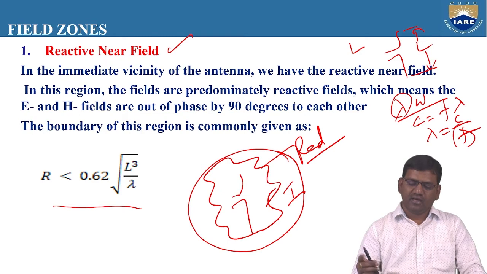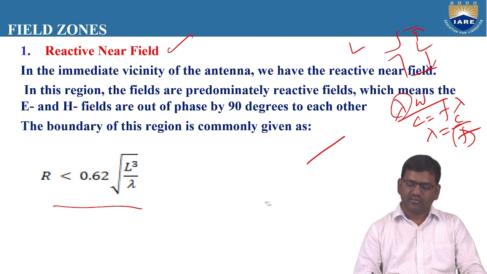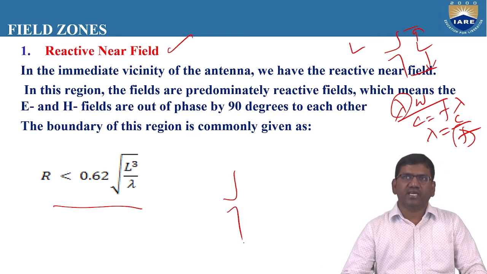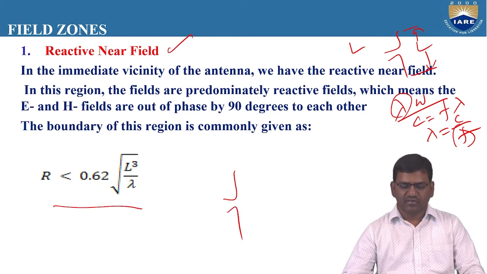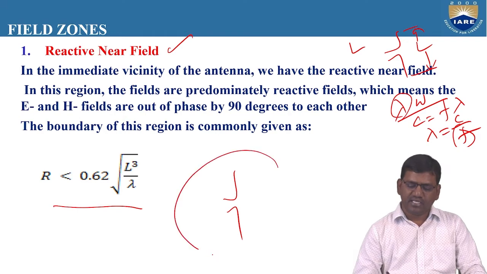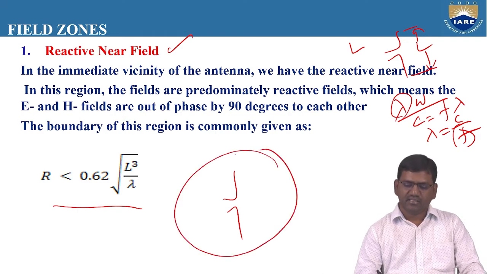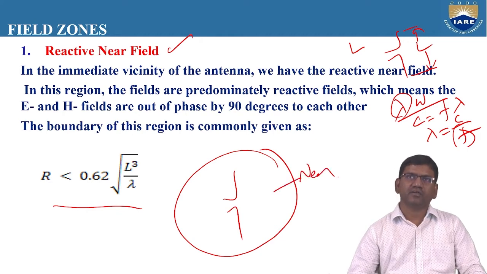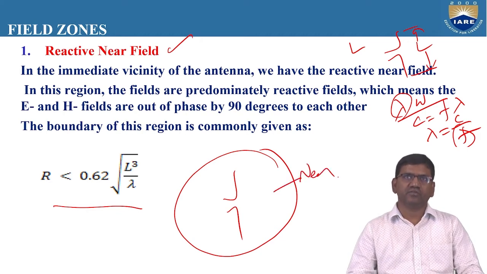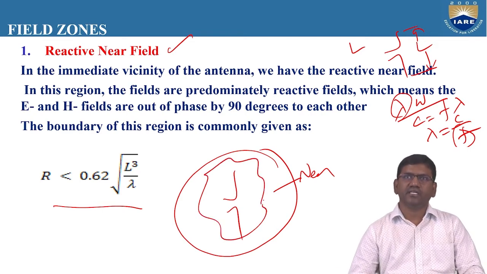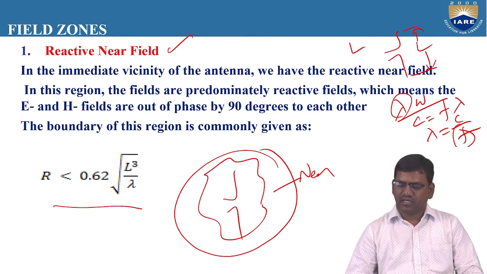We can also describe this zone as the one in the immediate vicinity of the antenna, where we have the reactive near field. That means the zone immediately surrounding the antenna, we call the near field zone, or the reactive near field zone. Here a non-uniform radiation pattern is formed, and E and H fields are also not formed.